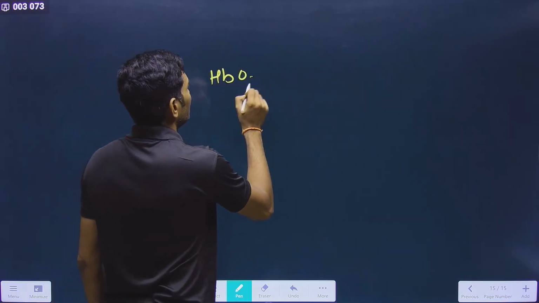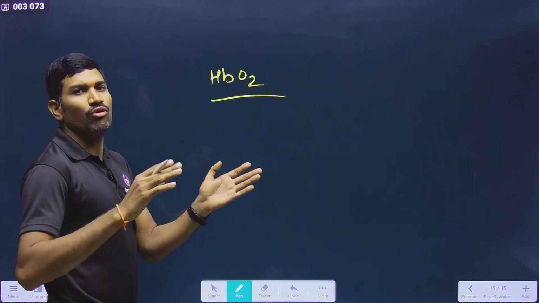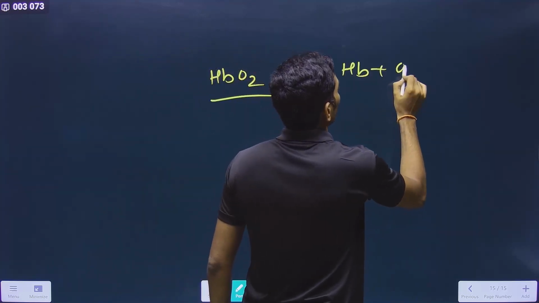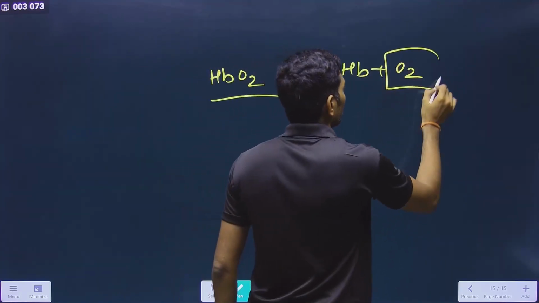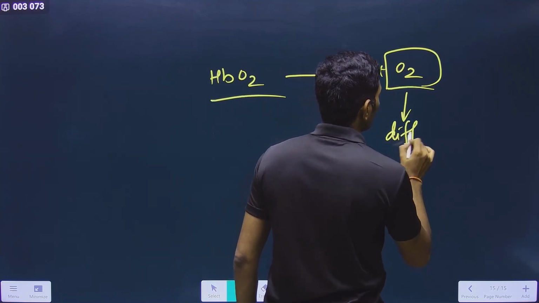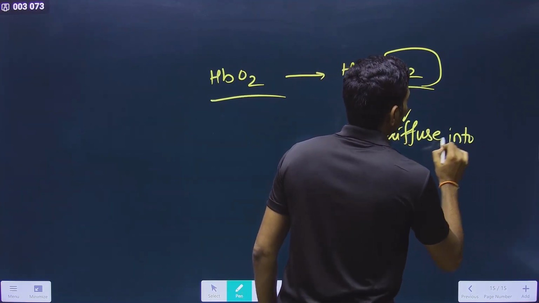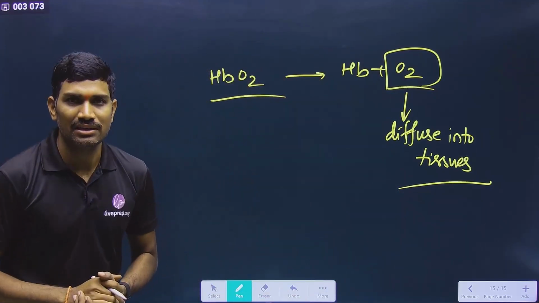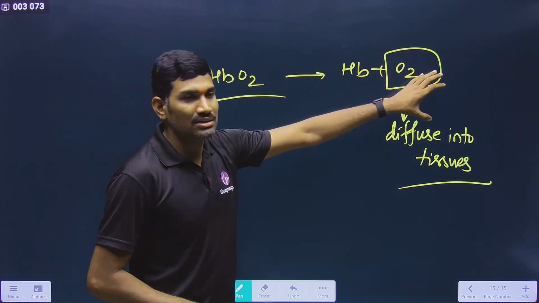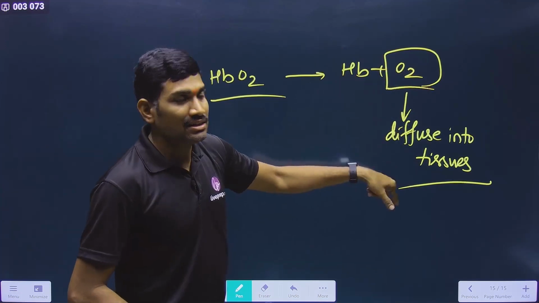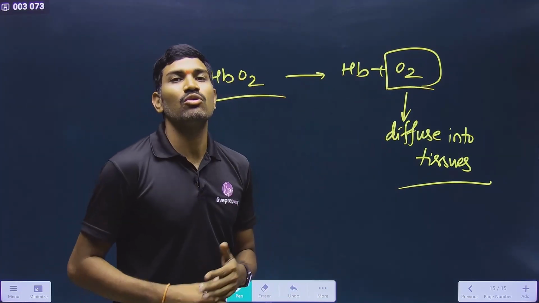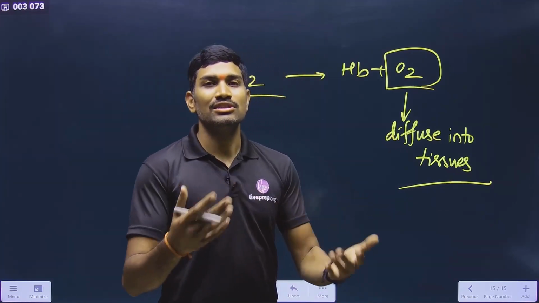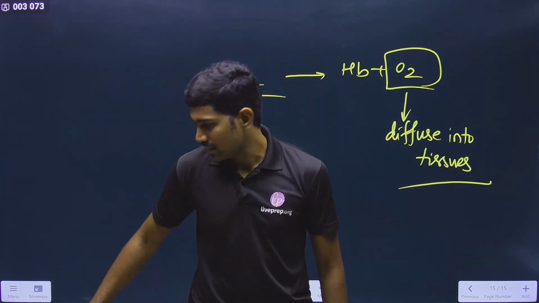So hemoglobin, in simple form I am writing, I am not worrying about O2 four times, okay. Now here what happens? Hemoglobin and oxygen are separated. Now the separated oxygen will diffuse into the tissues. This is the point they are saying here. So in this way, oxygen at the tissues is separated from the hemoglobin and then goes into the tissues. Understood or not? This is the important point that you need to notice here.